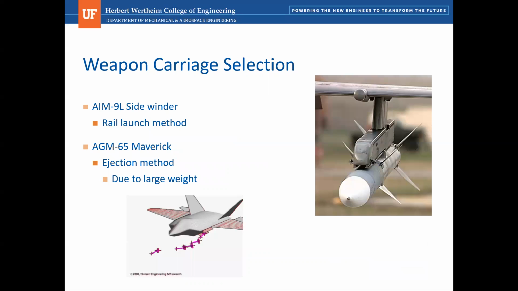Slide. So for the weapon carriage and deployment selection, for the Sidewinder, we chose the rail launch method, which can be seen here to the right. And for the Maverick, we chose the ejection method, and this was mainly because it is much heavier than any of the other armament that we would be carrying. So the ejection method would be best suited for this type of armament.